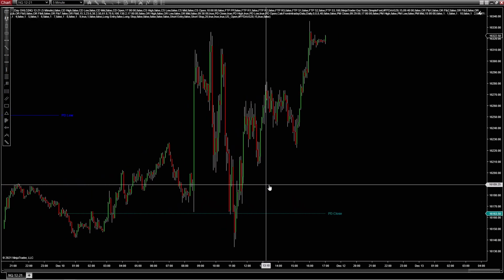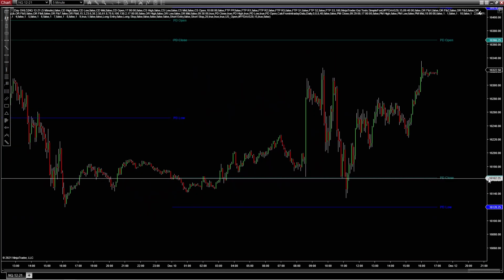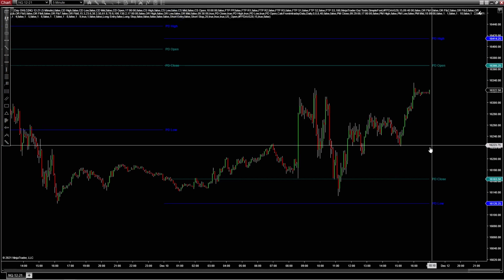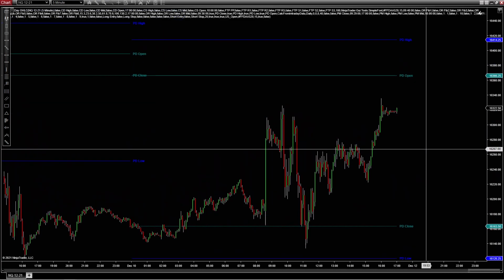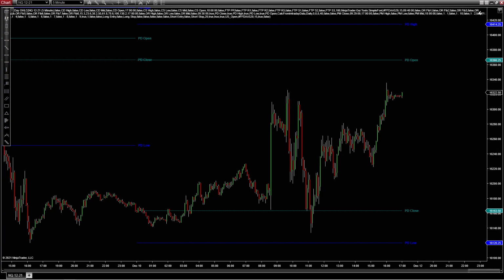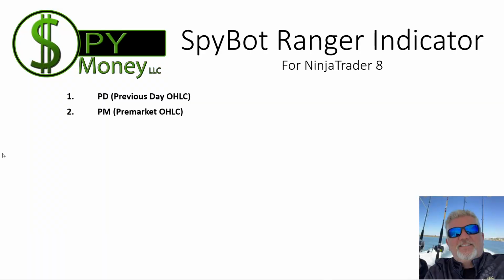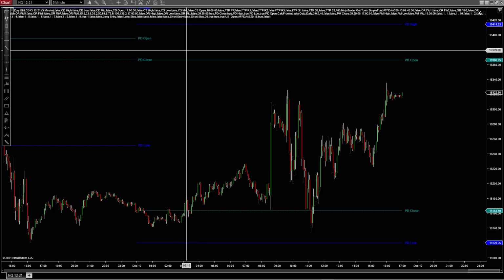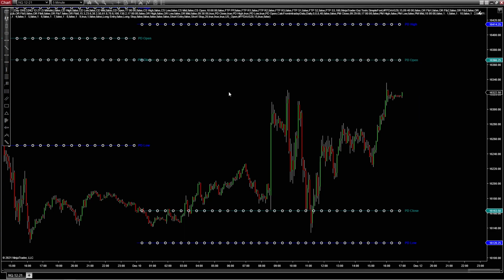So let's go ahead and go back and just look at one day. When we look at one day, this is really what we need to look at. So now if we go ahead and look at the next thing, which is the pre-market open, high, low, close. So when you do the pre-market, we're going to go ahead and add this in.